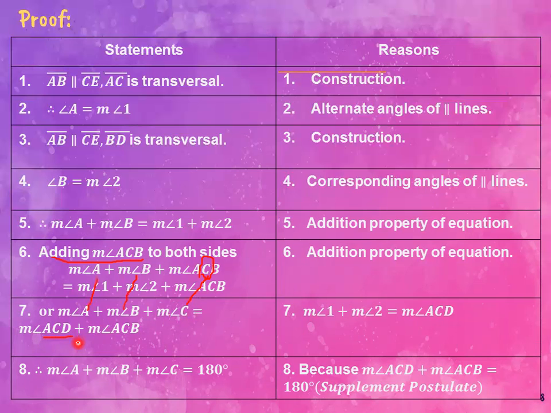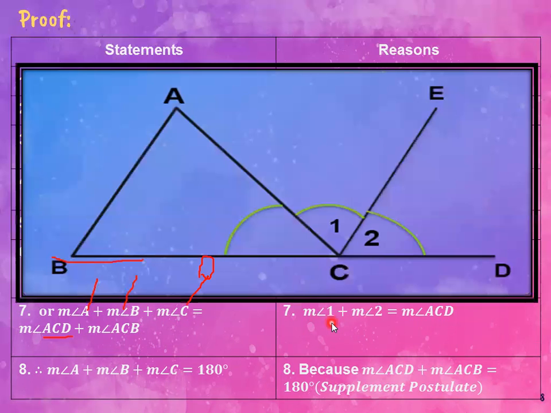Now where does angle ACD come from? Because the measurement of angle 1 plus the measurement of angle 2 is equal to ACD. Now I'm going to explain this here. Look at here: the measurement of angle 1 plus the measurement of angle 2. Now which is angle 1? This is angle 1 and this is angle 2. When you add them together, it will be equal to ACD.